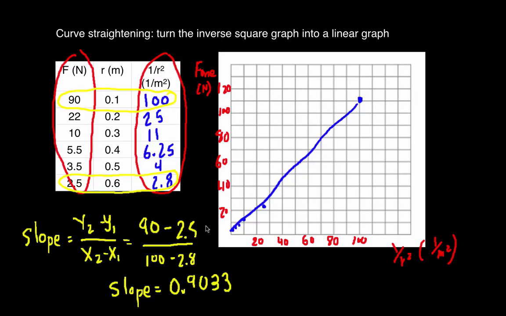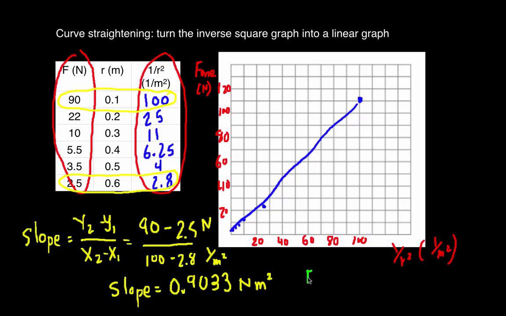We need to figure out the units of our slope. Since slope is calculated by y divided by x, the slope units are newtons divided by 1 over meters squared, which gives us a slope unit of newton meters squared. Taking this slope, we can then examine the formula to see how we can use this to find Coulomb's constant.